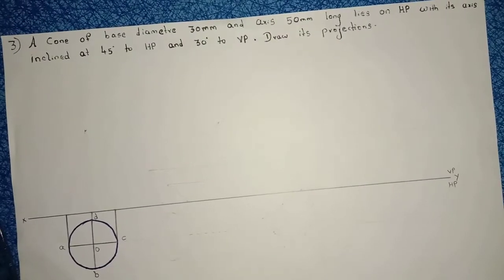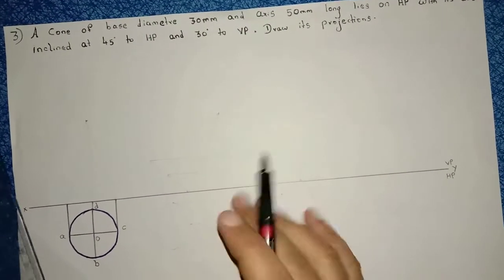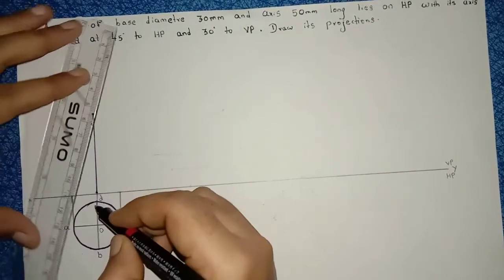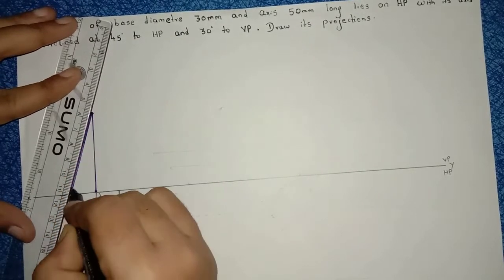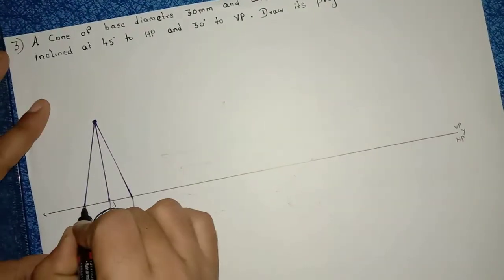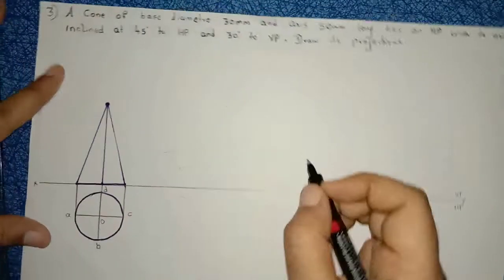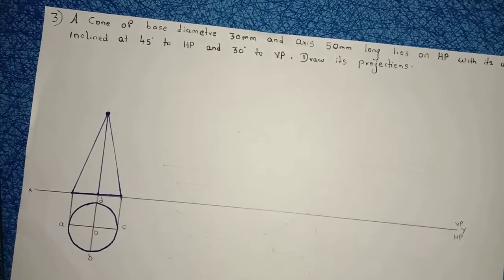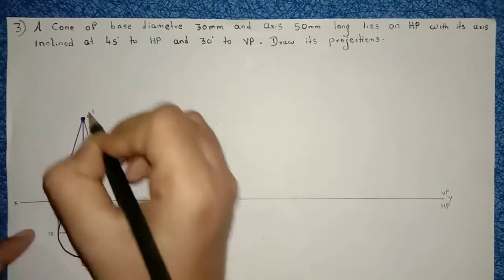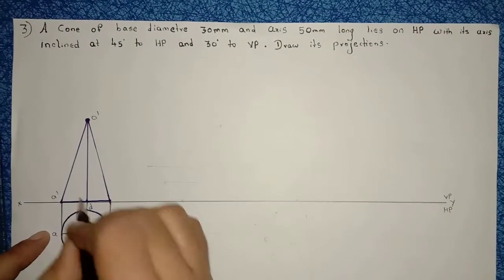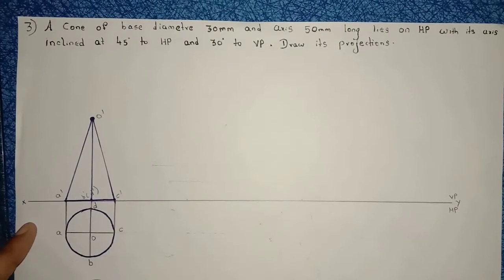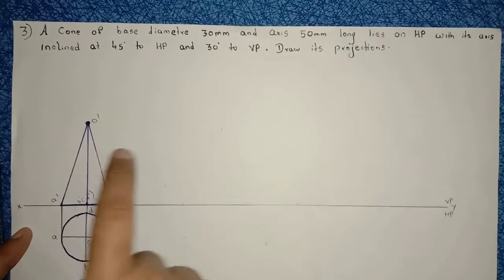Now the axis height is here 50 mm. So from this point take 50 mm, draw a straight line, and join this one. Draw a straight line here. Now this is the shape of the cone. This point is O dash, this point is A dash, B dash D dash, and the next point is C dash. So we have constructed step 1 here, step 2 here, and step 3 will be here.